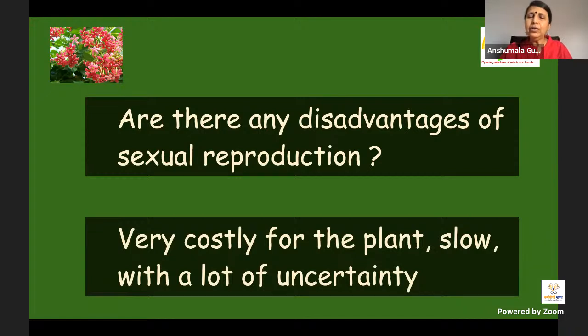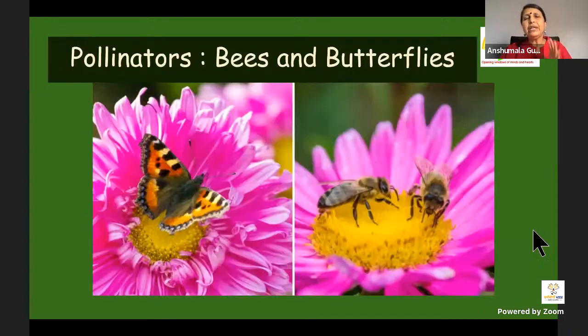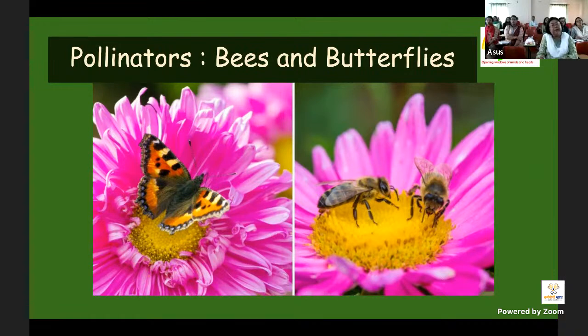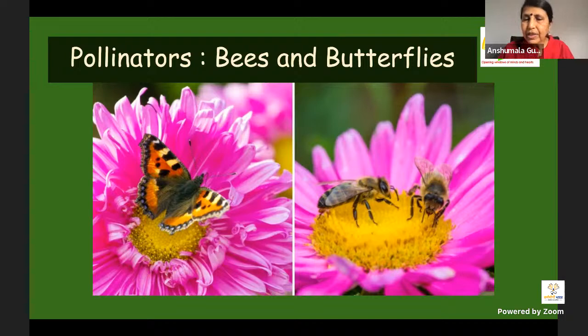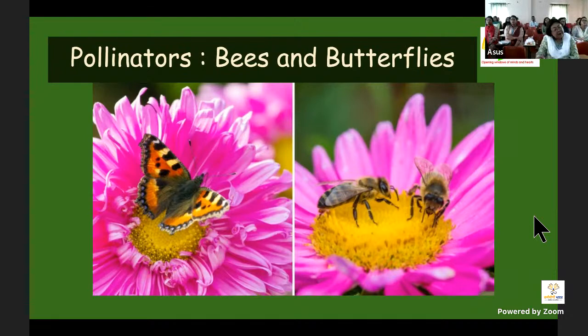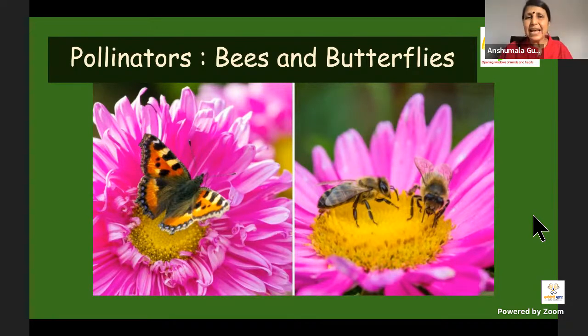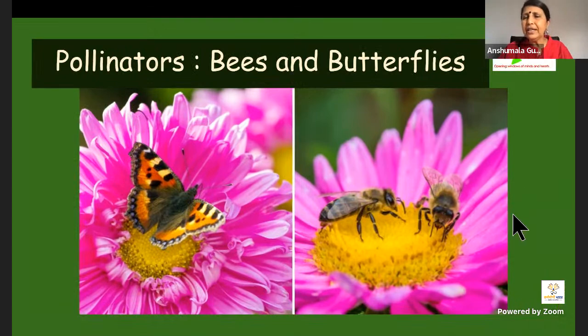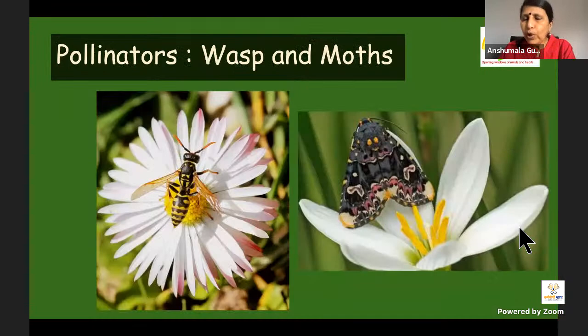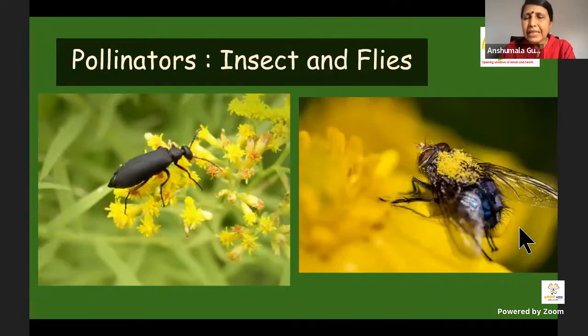So anyhow, now we will come to pollinators. Pollinators are bees and butterflies. Any others? Birds. Birds, yes. Human beings. Yes, rarely though. Wind. Air. Wind, yes. Water. Absolutely. Water, yes. So wasps, moths, insects, flies.